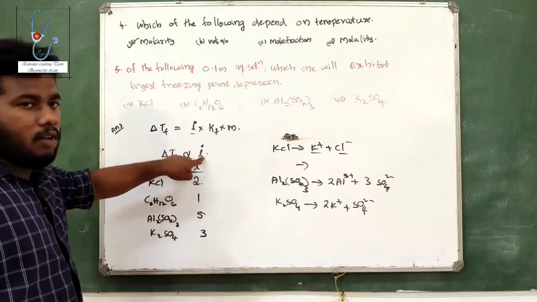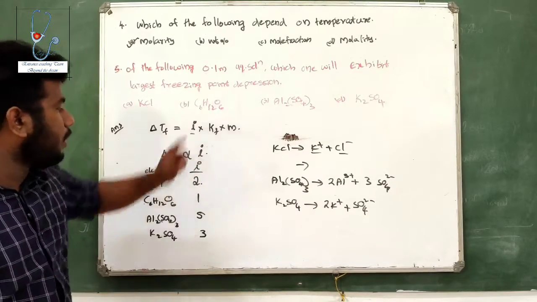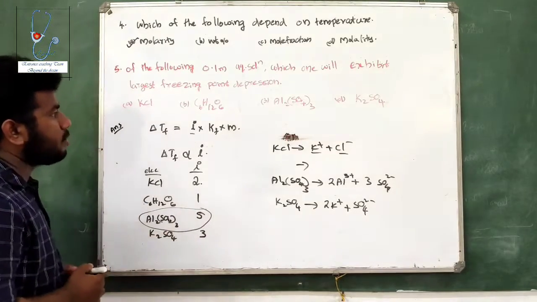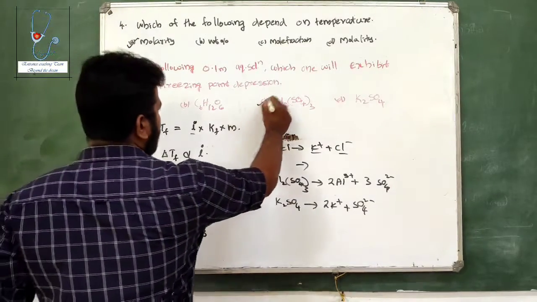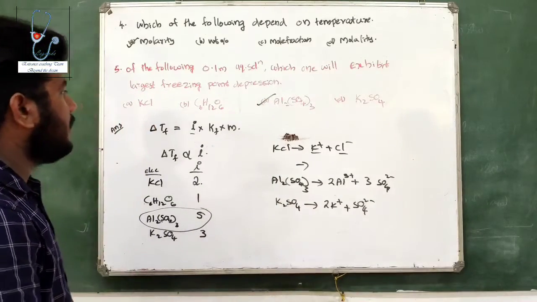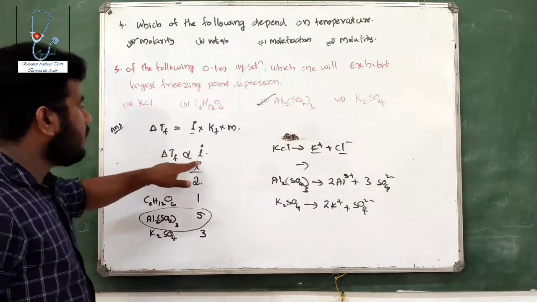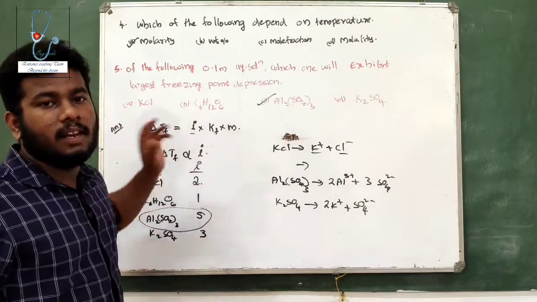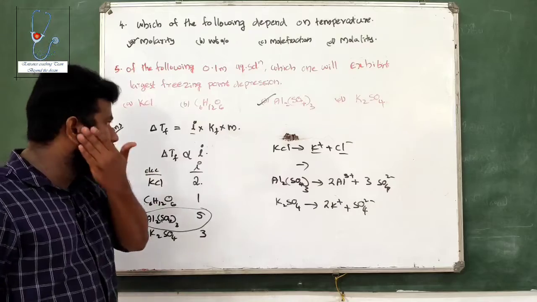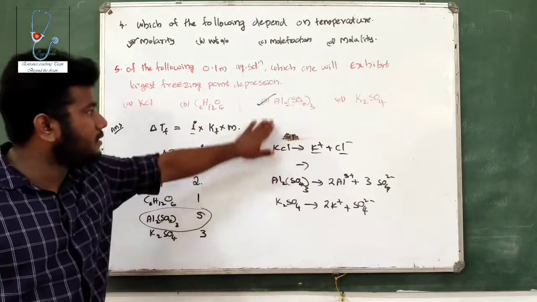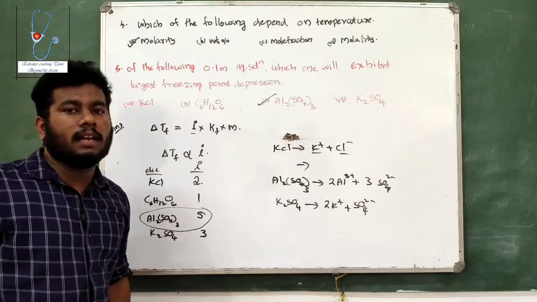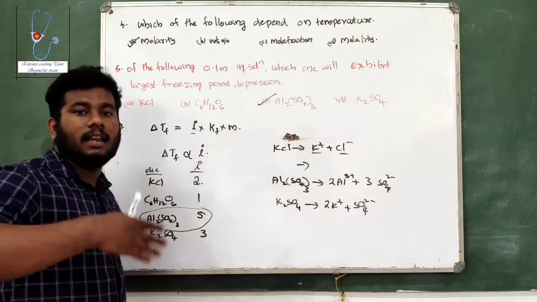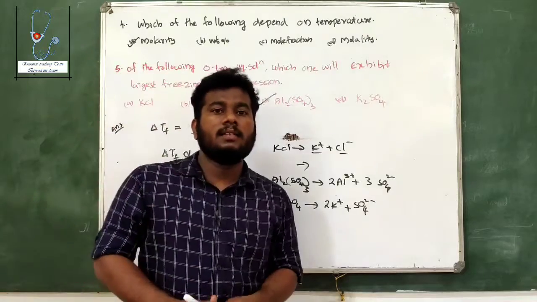As the Van't Hoff factor increases, the depression in freezing point increases. The Van't Hoff factor i is greatest for Al2(SO4)3. Hence the answer is option C, Al2(SO4)3, because the Van't Hoff factor is proportional to the depression in freezing point. Okay, you got that point. Just refer to the last three sections, the discussion section that we learned.